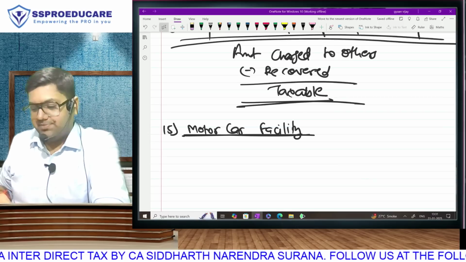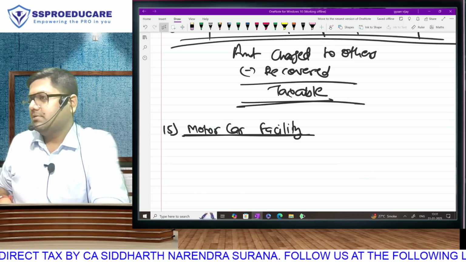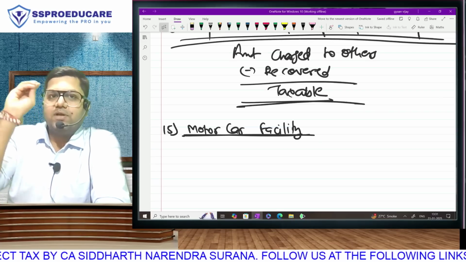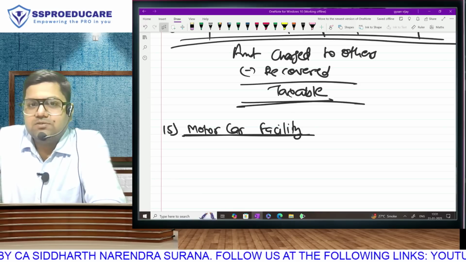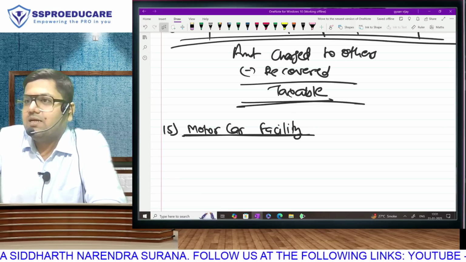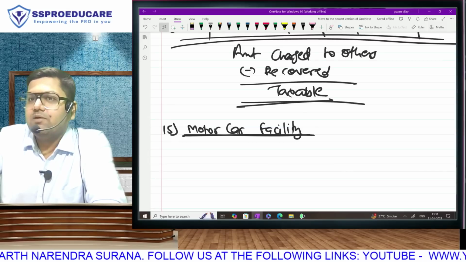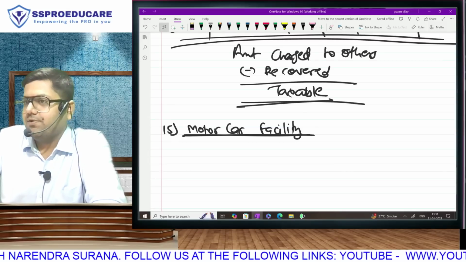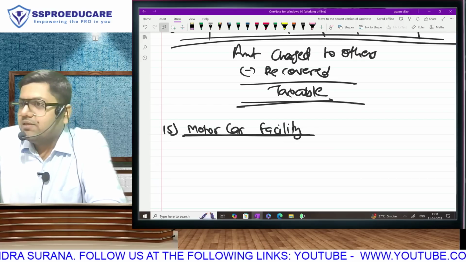Ladies and gentlemen, boys and girls, the most complicated and the biggest of all, and the last part of the theory of this chapter, motor car facility. If your boss is giving you, take this money, come buy car, that will become car allowance. But if your boss is giving you, take this key, come buy car, then that will become motor car facility, motor car perquisite. Correct?